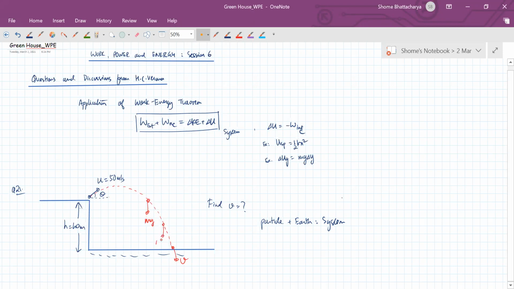you can see that as it is moving, there is only one force acting on it, which is the conservative force of mg. So there is no external force doing any work on it. There is no non-conservative force doing work on it. So the change in kinetic energy plus the change in gravitational potential energy should be zero. So mechanical energy should be conserved.